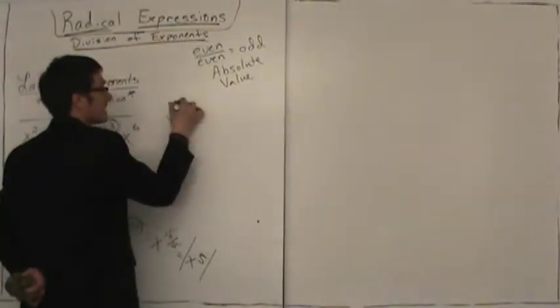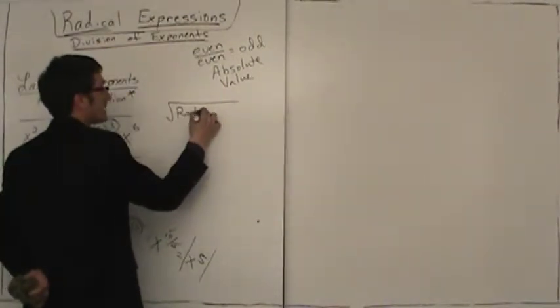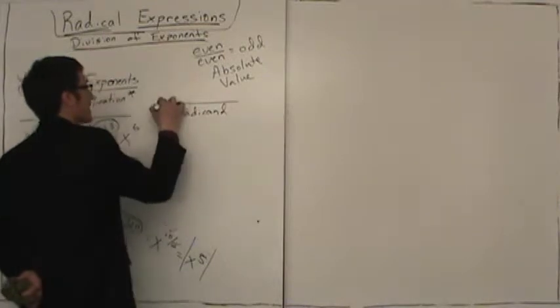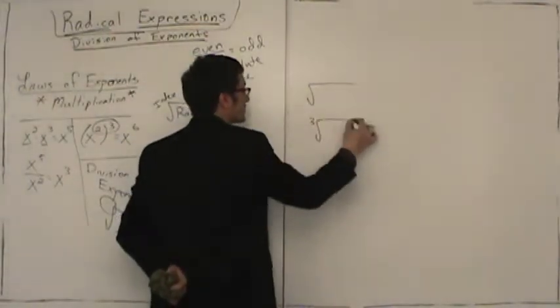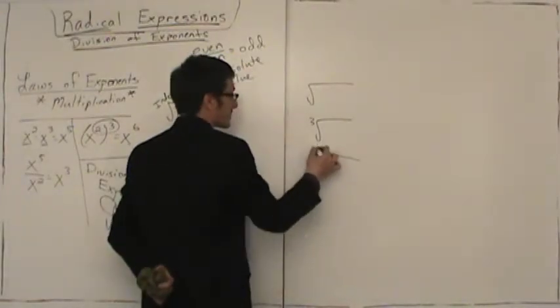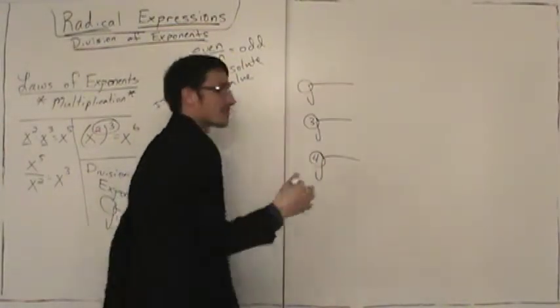And reminding you, we're looking at this symbol underneath is called the radicand. And this number out here is called the index. So we're looking again at square root, cubed root, fourth root. Index is 4, index is 3, index is an unwritten 2.